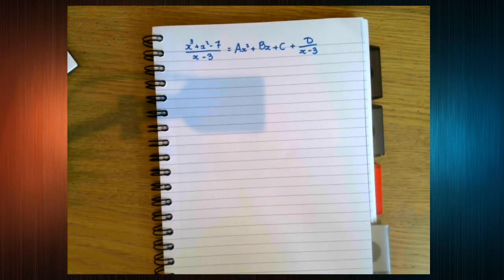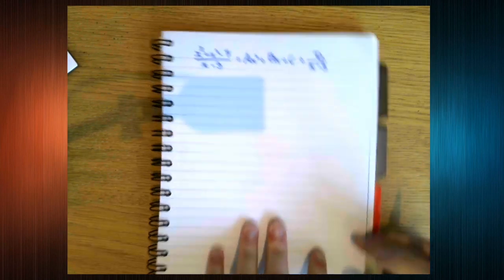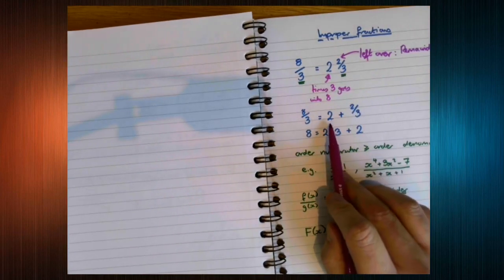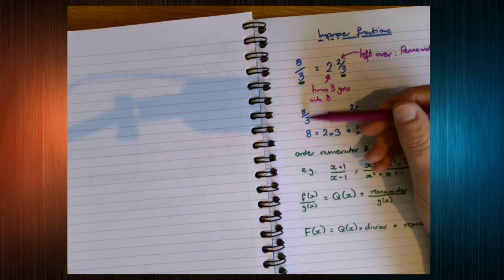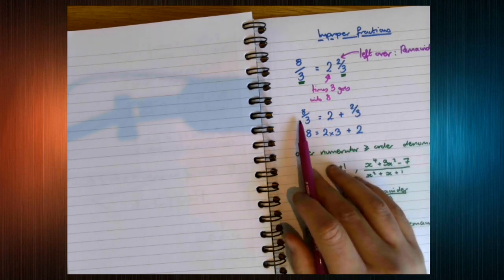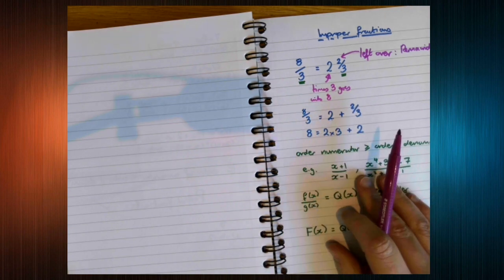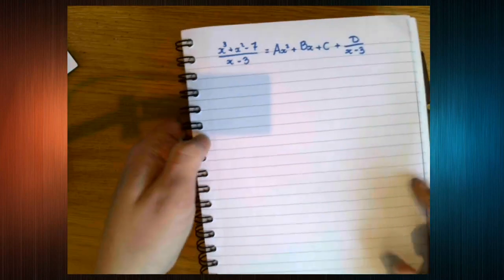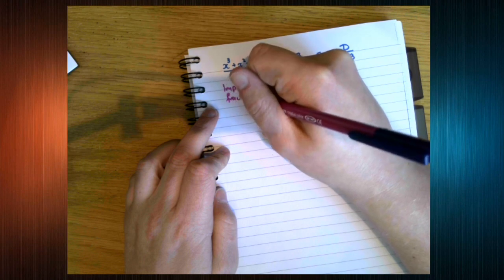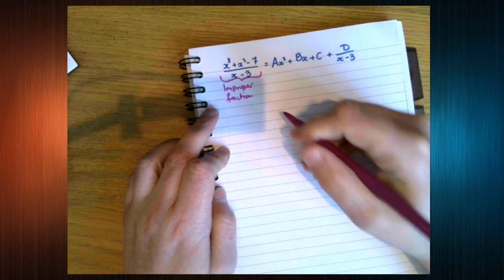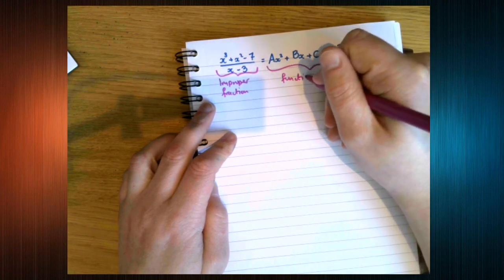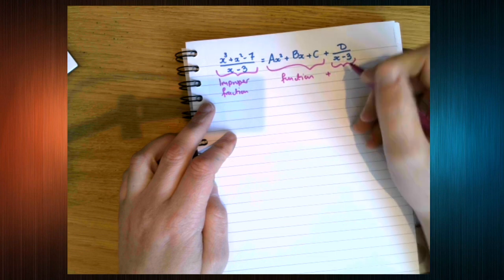So, going back to our previous example using numbers, we can see we've got something that looks like this. A fraction equals some stuff plus another fraction. Granted, it doesn't look a lot like this, but we can still think about it as an improper fraction. So this is our improper fraction here, which is equal to some function plus a fraction.